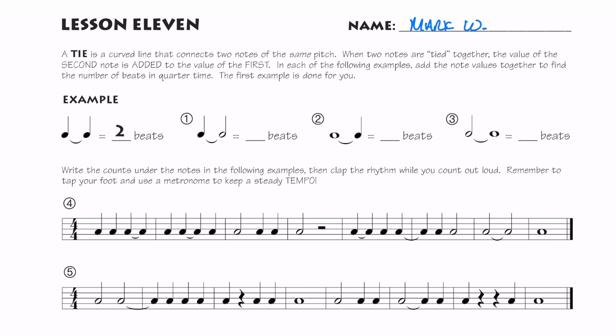So a tie is a curved line that connects two notes of the same pitch. Whenever two notes are tied together, the value of the first is added to the value of the second. So whenever we have two quarter notes tied together like this one, we know that quarter notes get one beat apiece, so 1 plus 1 equals 2 beats.